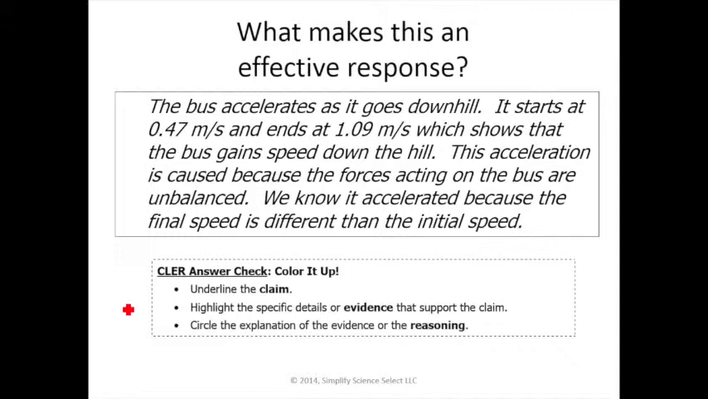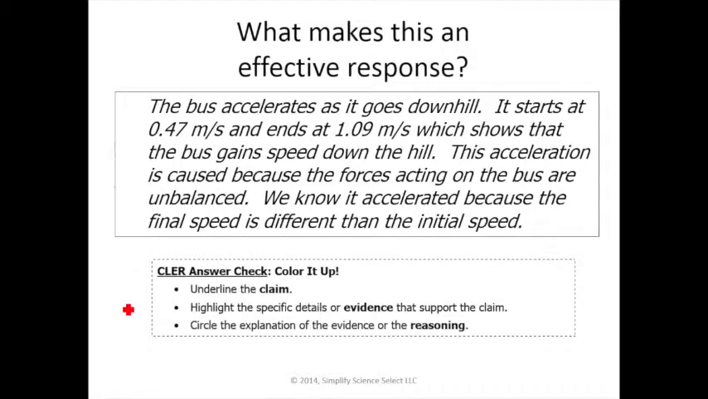So let's look at this possible response. The bus accelerates as it goes downhill. It starts at 0.47 meters per second and ends at 1.09 meters per second, which shows that the bus gains speed down the hill. This acceleration is caused because the forces acting on the bus are unbalanced. We know it accelerated because the final speed is different than the initial speed.